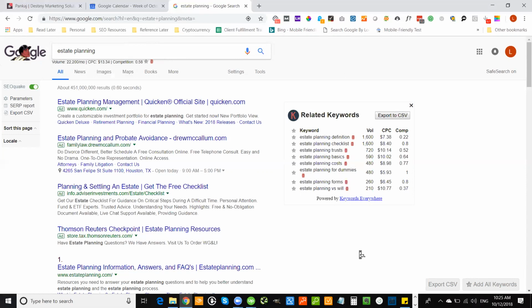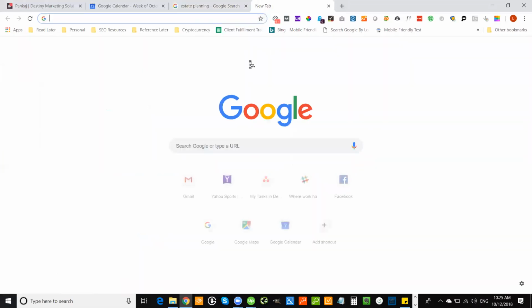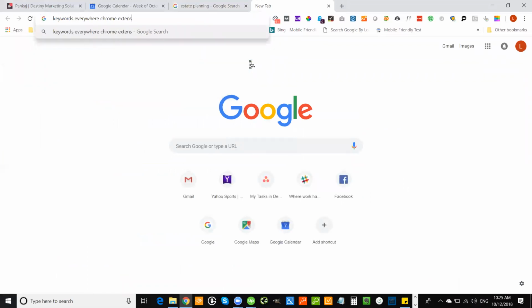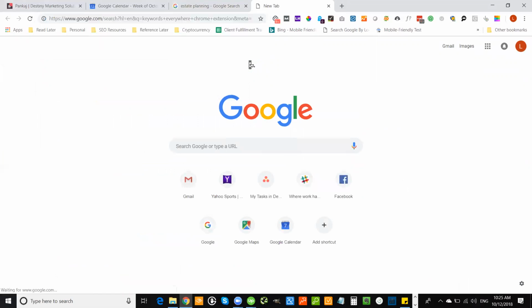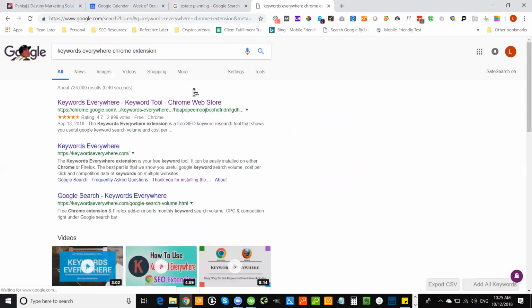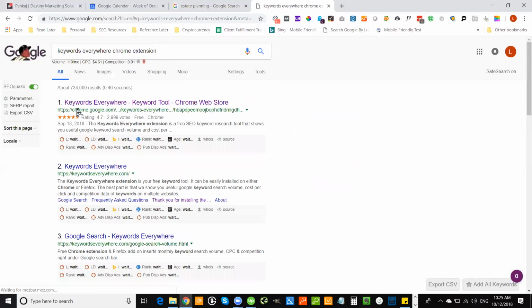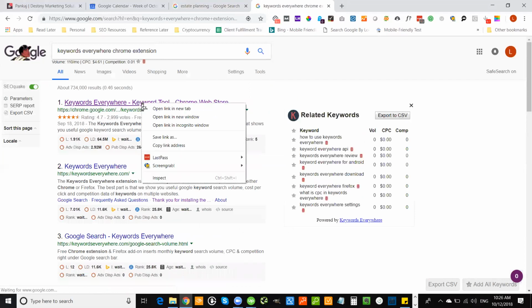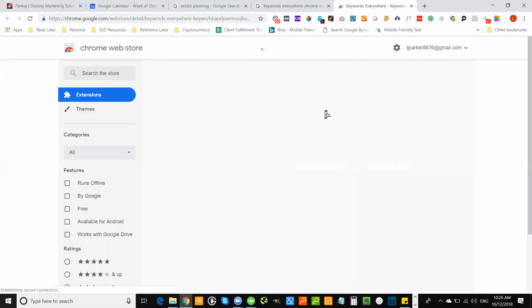So when we're doing the keyword research, go ahead, Marina. Yeah, how to get this related keywords extension? Yep, so you're just going to go to the Google Chrome store. So if you just did a quick Google search for keywords everywhere, Chrome extension. Yep, so you'll know it's like chrome.google.com. And you just click it.